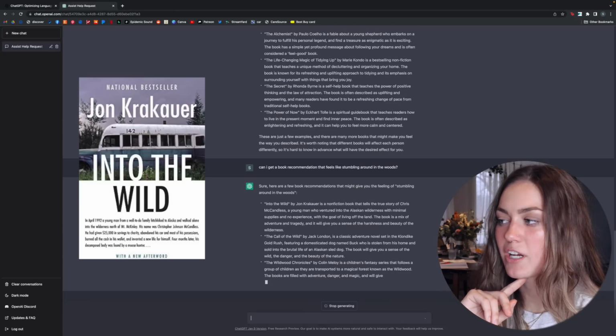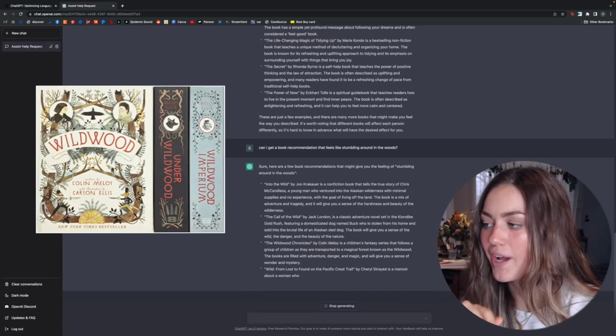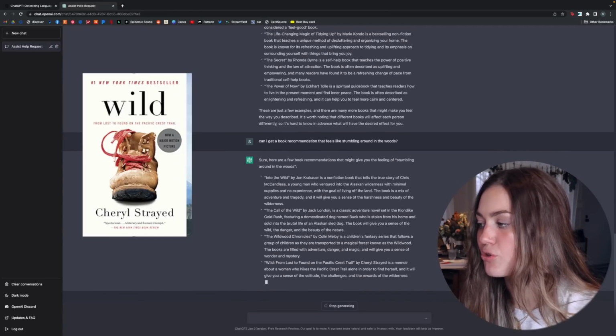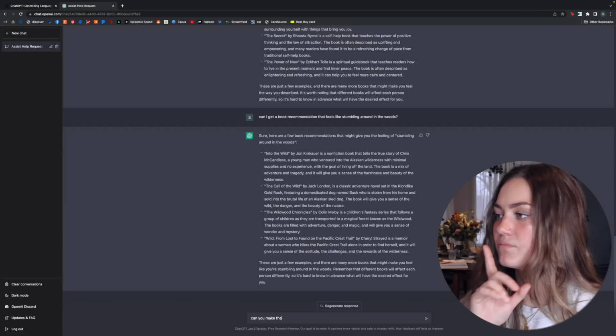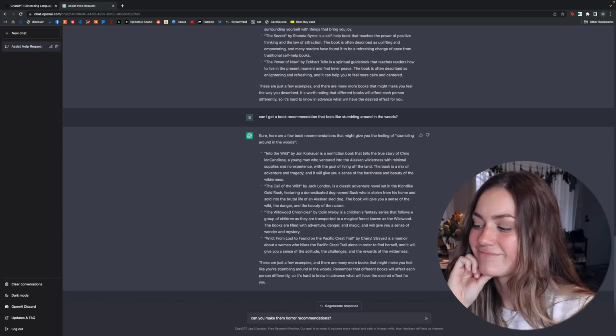So it said Into the Wild by Jon Krakauer, The Call of the Wild by Jack London, The Wildwood Chronicles by Colin Meloy, and Wild by Cheryl Strayed. And now what I want to do is, what genre do we want to do? Stumbling around in the woods, horror books.